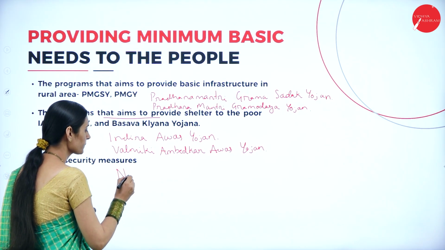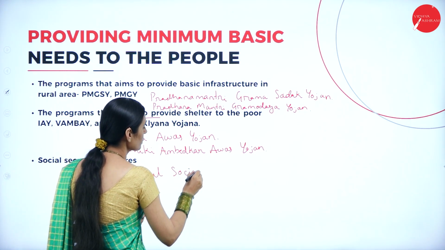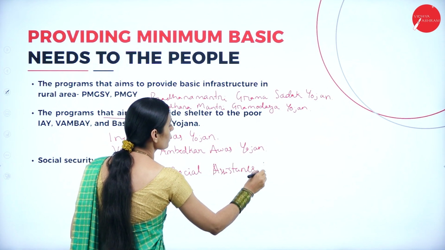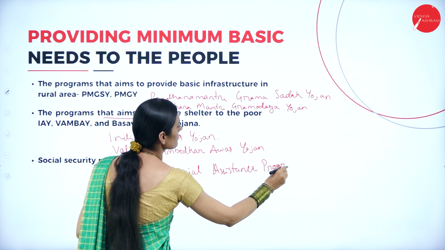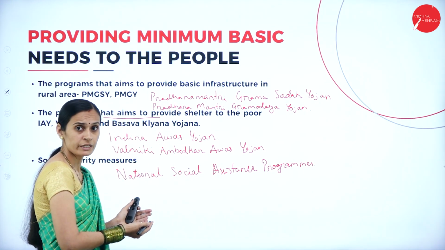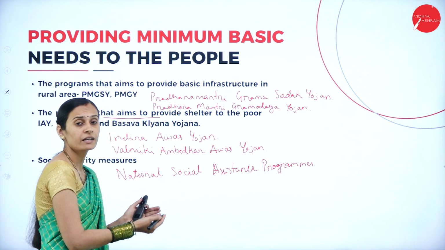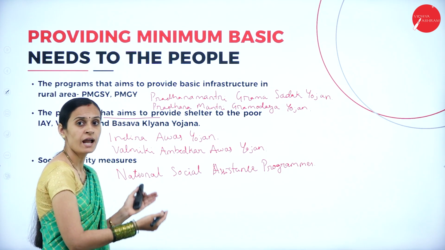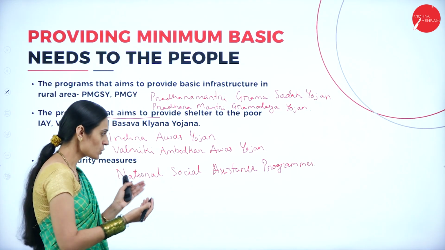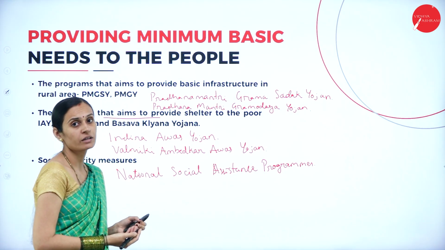So, National Social Assistance Programs. Okay, this program is implemented by the central government, which provides the pension scheme and pension for old age people and also destitute women, widow women, and those who have no one to take care of them. So those persons can apply for these types of pension schemes provided by the government.